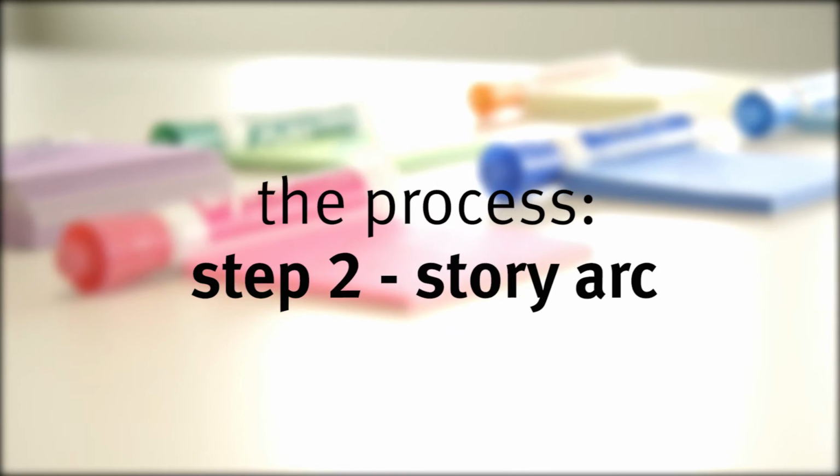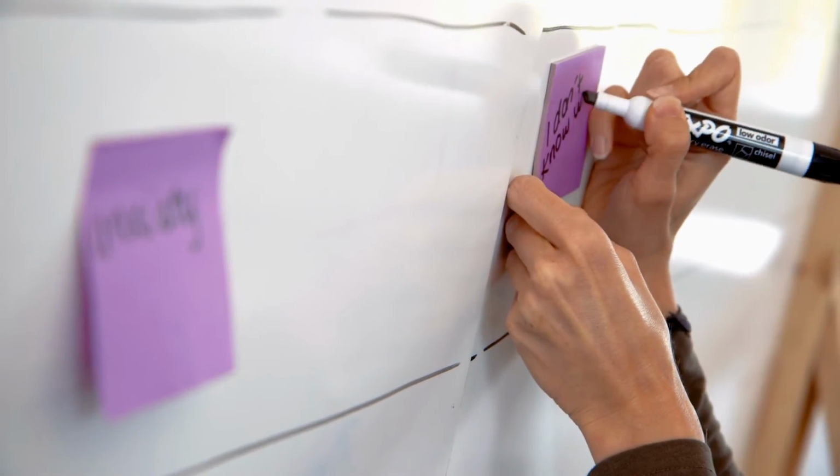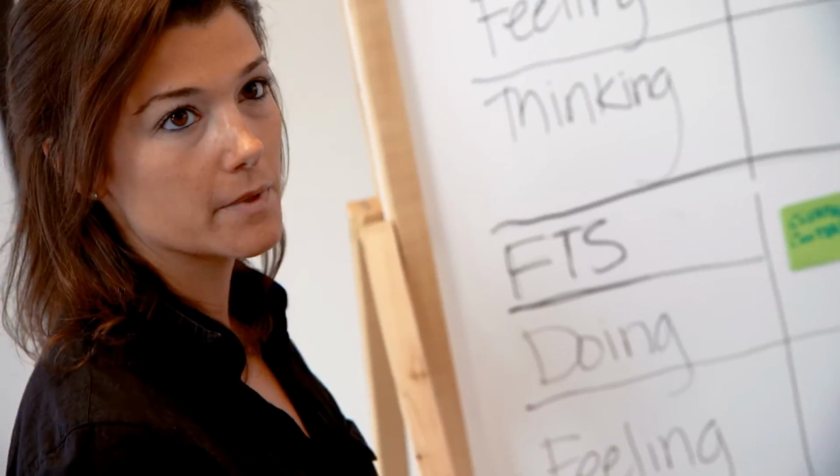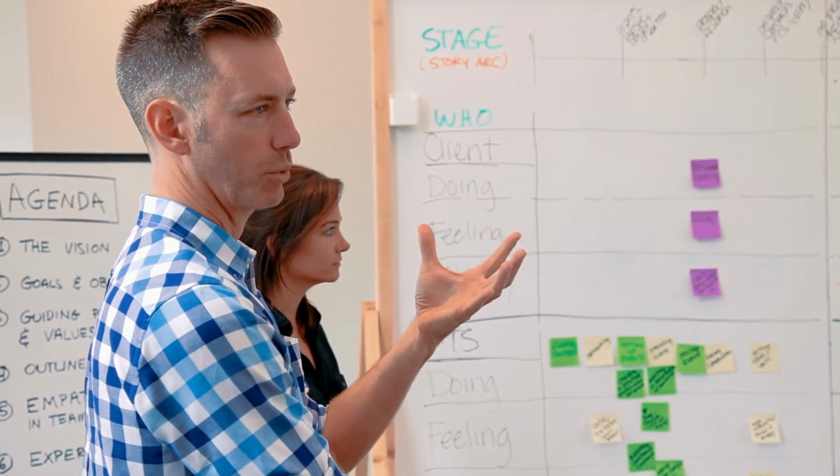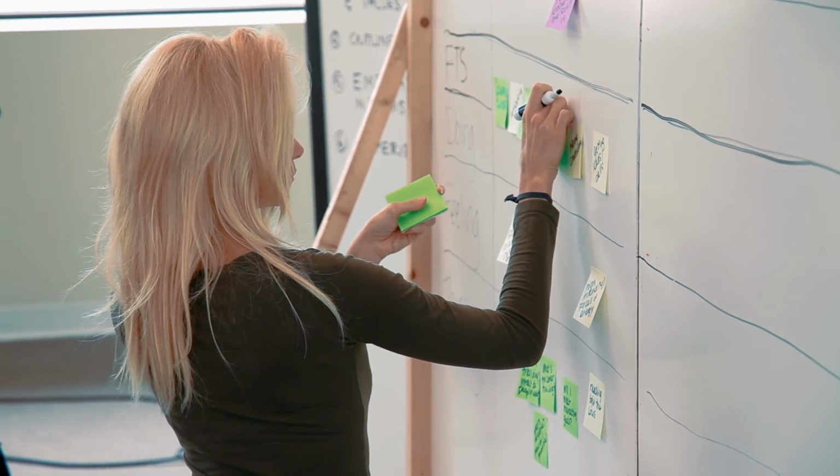In step 2, we define a story arc, which is essentially a timeline of the product. Then we actually map the user's experience along that timeline. So where do they enter? Where do they exit? What do different points of interaction look like? And how are they feeling? What are they thinking along those touch points?